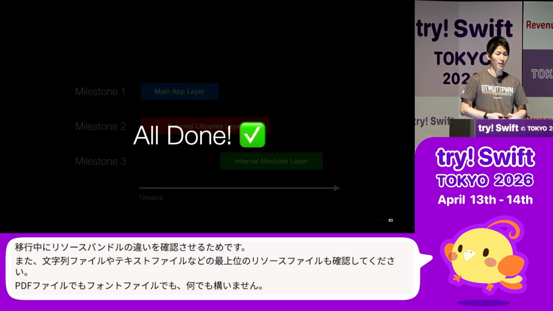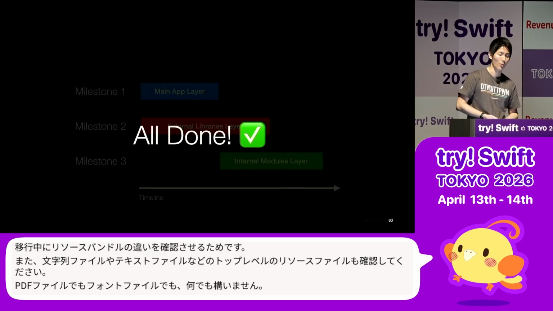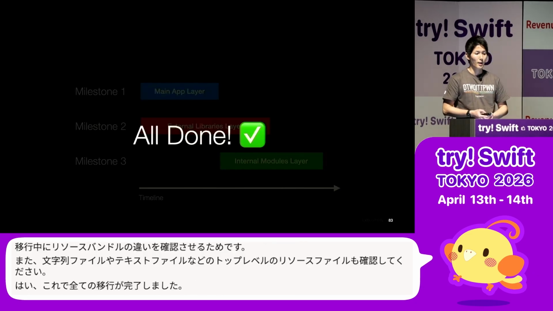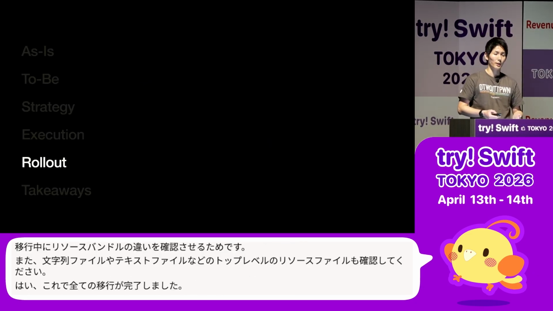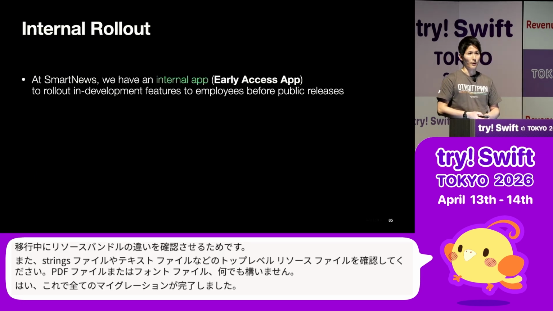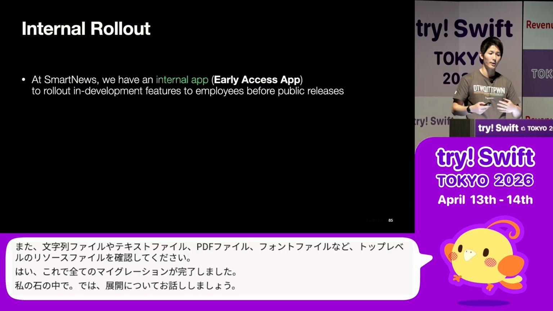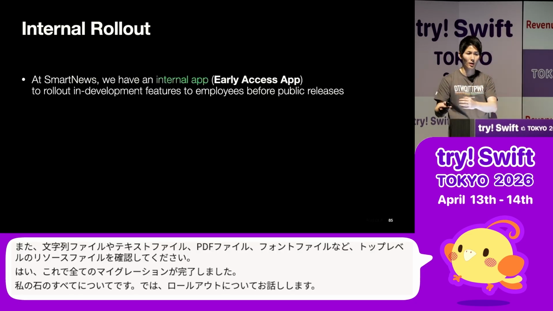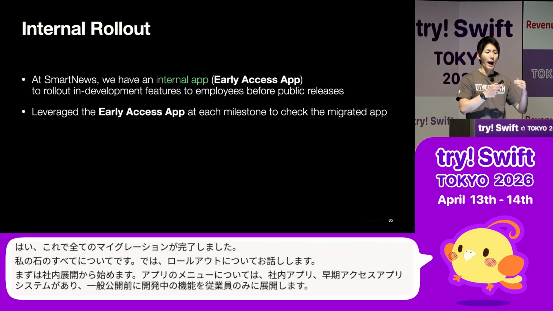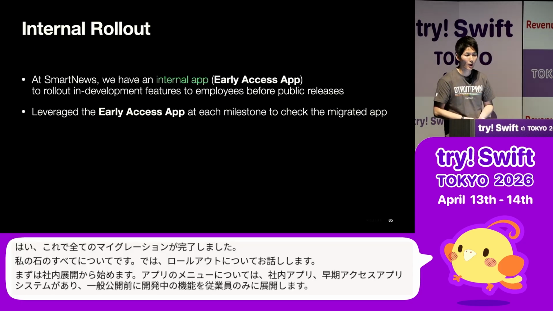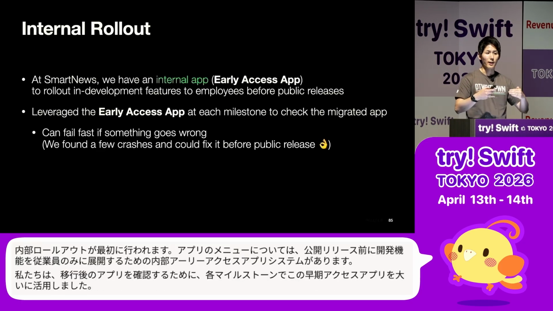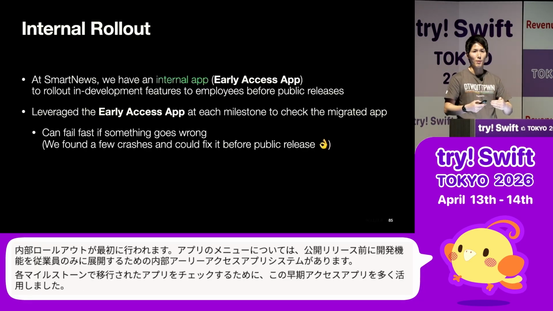Yes, now all the migrations of all milestones are done. Now let me talk about the rollout. The internal rollout first. We have an internal early access app system to roll out in-development features to employees only before public releases. We leveraged this early access app a lot at each milestone to check the migrated app. By this, we could fail fast if something goes wrong before public release.